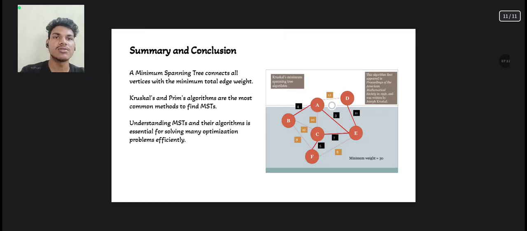Summary and conclusion: a minimum spanning tree connects all vertices with a minimum total edge weight. Kruskal's and Prim's algorithms are the most common methods for finding minimum spanning trees. Understanding the minimum spanning tree and its algorithms is essential for solving many optimization problems. Here we can see a real world example of the minimum spanning tree.